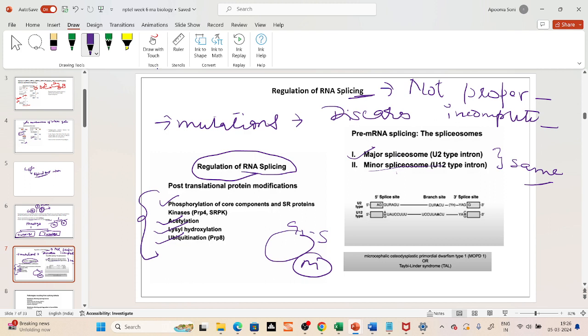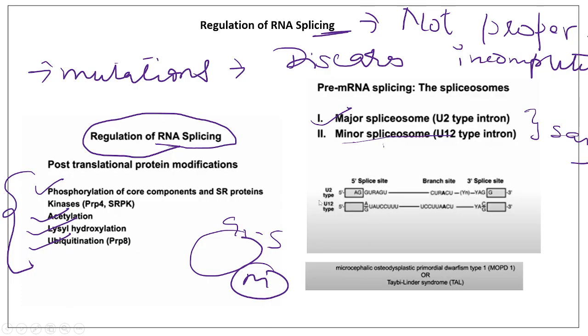If there is some problem in the major spliceosome complex, then U12 type introns come into action first. Also, in some cases where the major spliceosome is not that prominent, the minor spliceosome can come into action. But mostly, the minor spliceosome is like a plan B. So RNA splicing is regulated, and the major and minor spliceosomes are also a way to regulate the RNA splicing event. What you have to understand here is the difference between major and minor splicing.